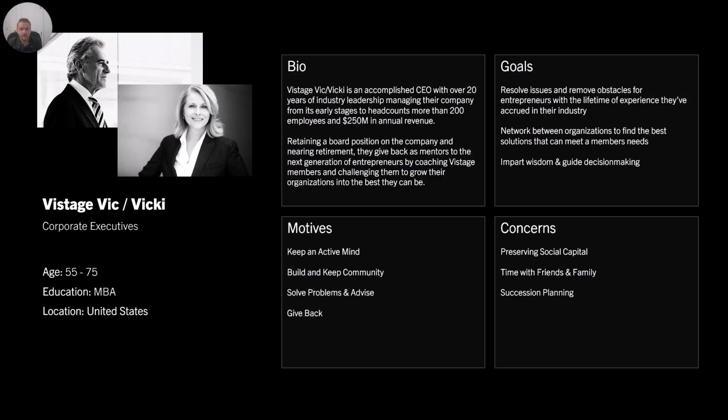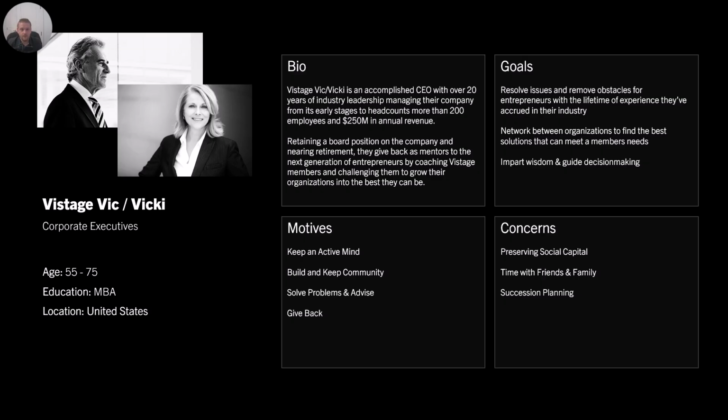These are our Vistage chairs who are successful corporate executives in their 55 to 75 age range. And the education is pretty fast and loose, but generally they might have an MBA, and they're going to be located in the US. And we chose the US specifically because dealing with compliance requirements from a cyber perspective outside the US is just too much of a headache for Highground to have to deal with. If you're talking about GDPR in the EU, for instance.